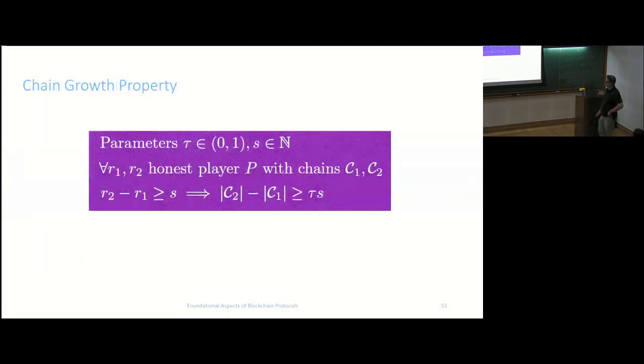Yeah, the difference. So chain quality is going to tell us, of that growth, what proportion the adversary was able to, what's the bound on the number of blocks the adversary was able to insert and so forth. But this thing is growing.